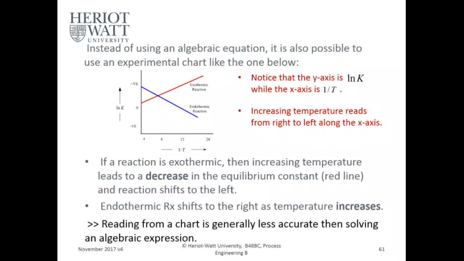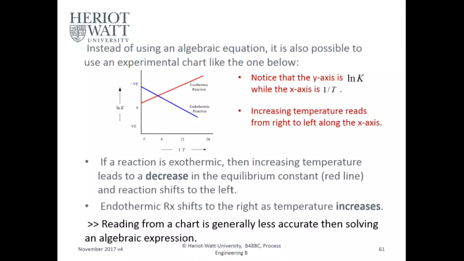Reading from a chart is generally less accurate than solving an algebraic expression, well, until you have a digitized chart, but that expression is quite old. So if you have an equation for a chart, or your chart is based on hundreds and hundreds of experimental data like NIST, and you can develop an equation from it, you can always solve or interpolate for that specific point using that equation. Let's say it's a polynomial, x squared plus x plus whatever number.